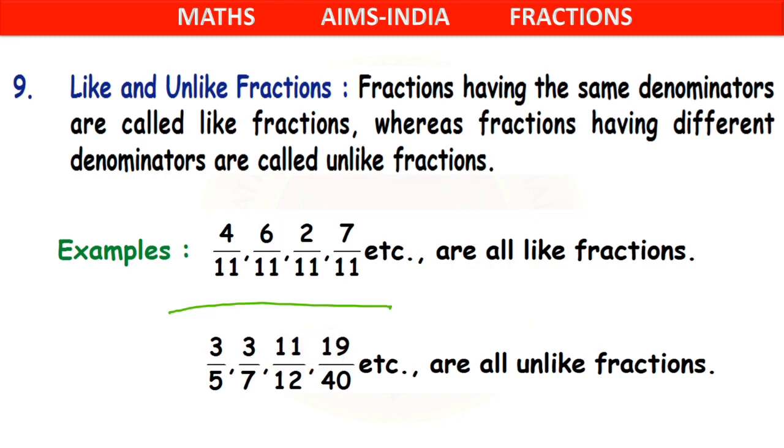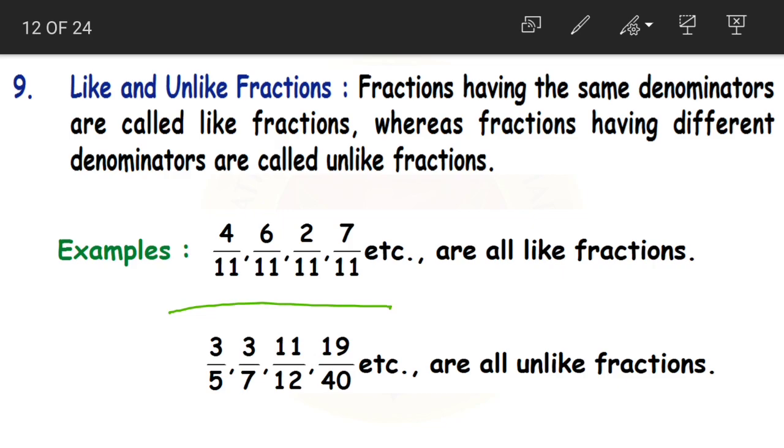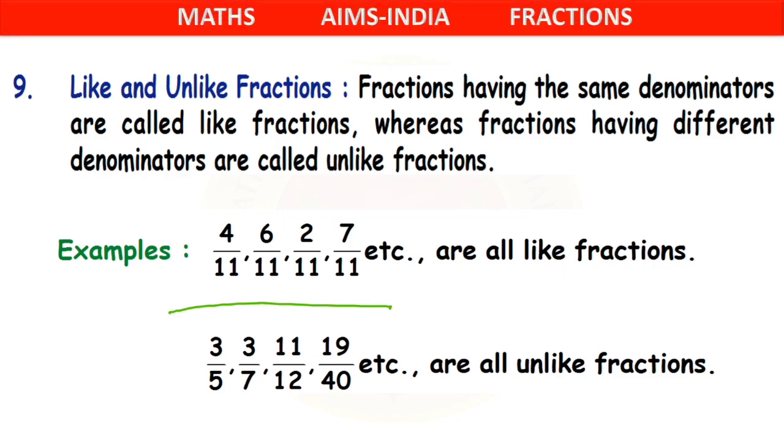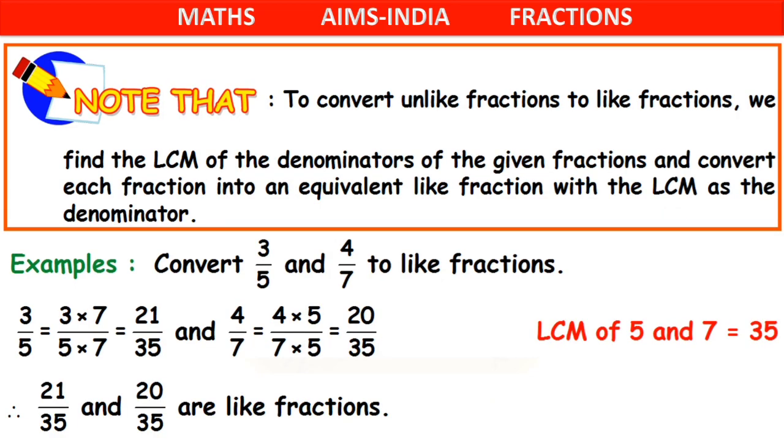Clear students? This was about like and unlike fractions. Fractions having same denominators become like fractions, whereas fractions having different denominators are called unlike fractions. Note that to convert unlike fractions into like fractions, we find the LCM of the denominators of the given fractions and convert each fraction into an equivalent like fraction with the LCM as the denominator. Now though these were very big sentences, it is a very easy concept to understand students.